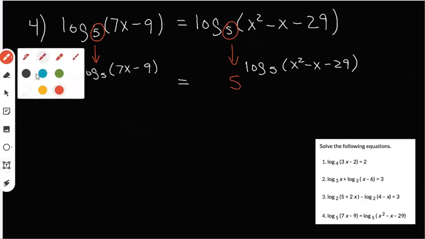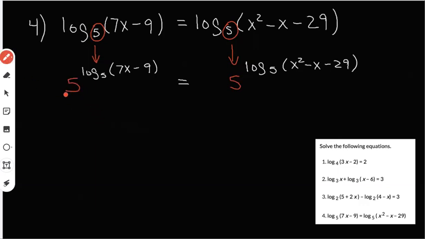So now what happens is on the left side, I have a 5 as the base and a 5 as the base of the logarithm. So they cancel out. Whatever's on the inside of the parentheses is going to come down, the 7x minus 9. Over on the right side, we have the same thing going on. We have a base of 5 being canceled out with this base of 5, leaving me with x squared minus x minus 29.